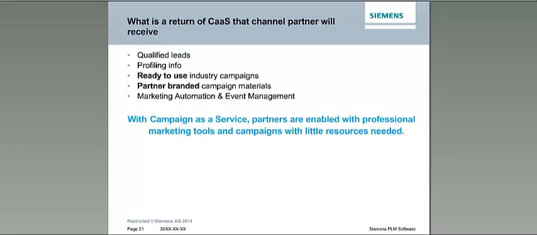We have ready-to-use industry campaigns, and we have partner-branded campaign materials. I will give you some examples just after this slide. And we have a marketing automation and an event management solution available for the partners. So basically it means that you can start working with professional campaign and marketing tools, but you need very little resources to get things running and going. That is the whole idea about the campaign as a service model.